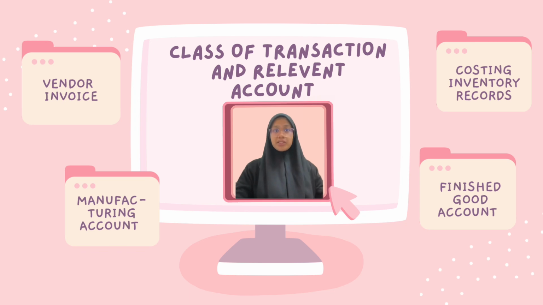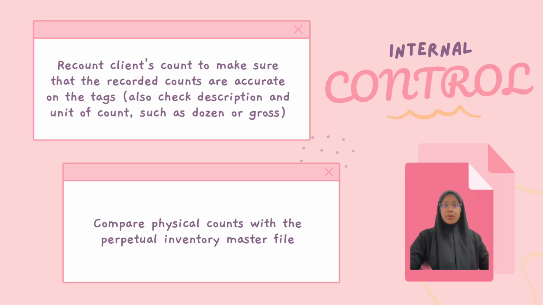There are four classifications of transaction and relevant account. First and foremost is vendor invoice. The second one is manufacturing account, the third one is costing inventory record, and the last one is finished good account. For control purposes, it is important to recount the client's inventory counts to ensure accuracy. This involves double checking the counts recorded on the inventory tags against the actual quantities of the item present, to maintain effective internal control.